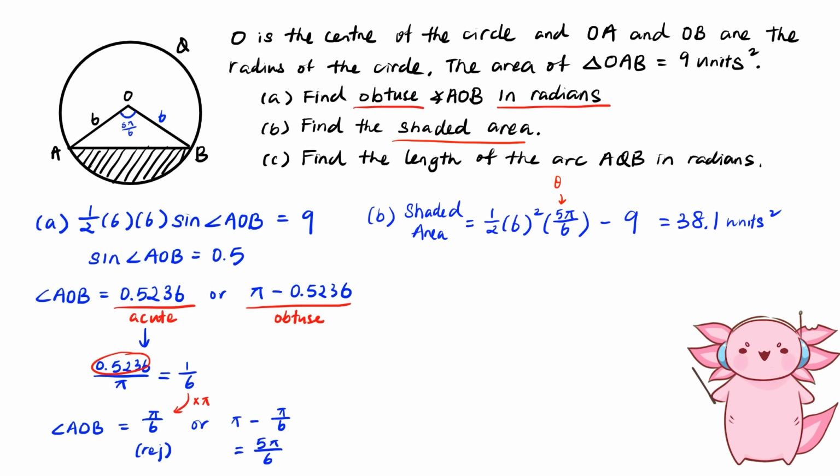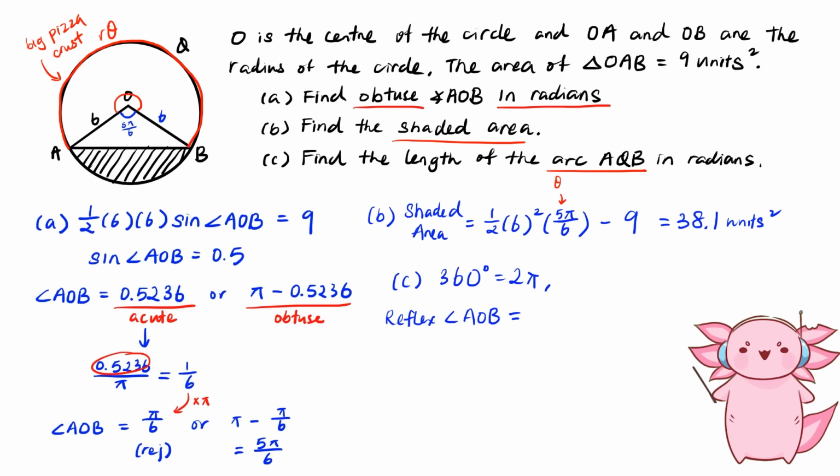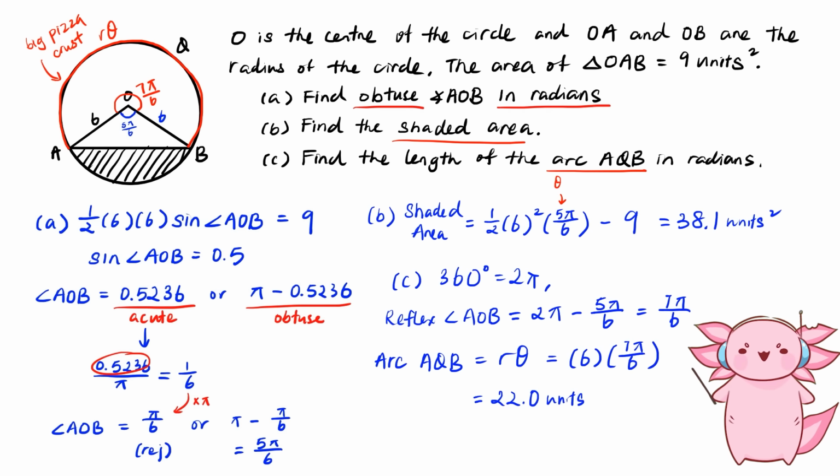The last part asks us to calculate the crust of the big pizza slice, which is the major arc length right here. And the trick is to find the reflex angle of this and just do r theta. Since 360 degrees is 2 pi, this reflex angle is just 2 pi minus 5 pi over 6, which gives us 7 pi over 6. Now we can just do r theta and we can get the arc length of 22 units.